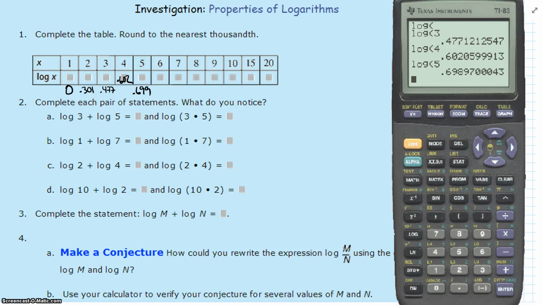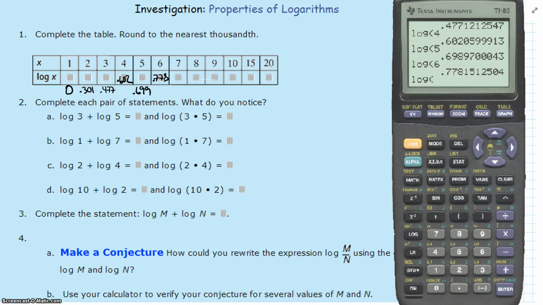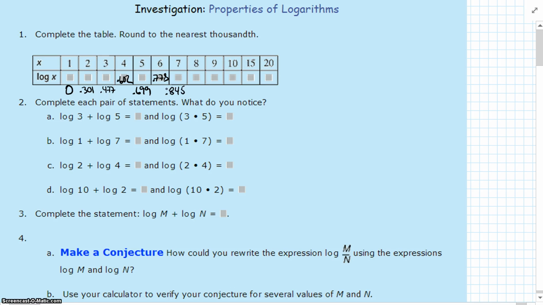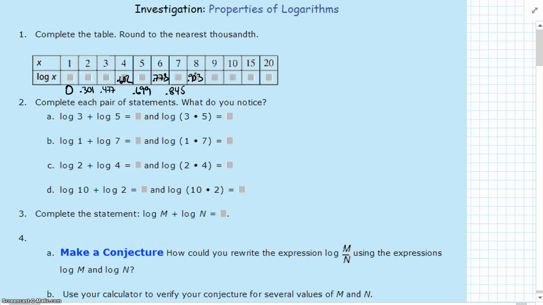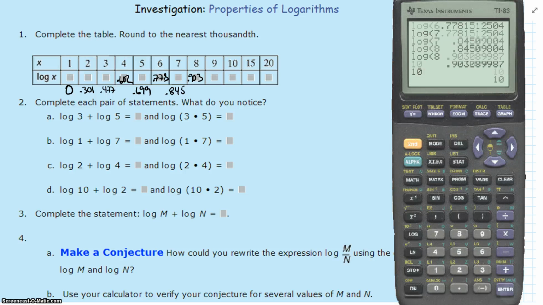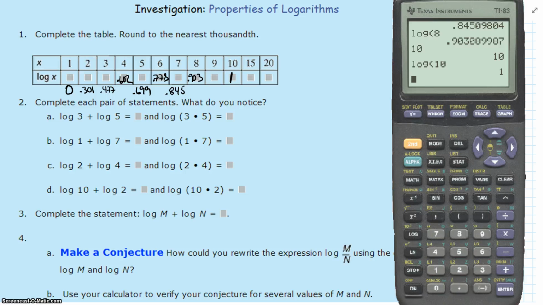Log of 6, 0.778. Log of 7, 0.845. Log of 8, 0.903. Log of 10 should be 1. Apparently I didn't do log of 9. Log of 9, 0.954.